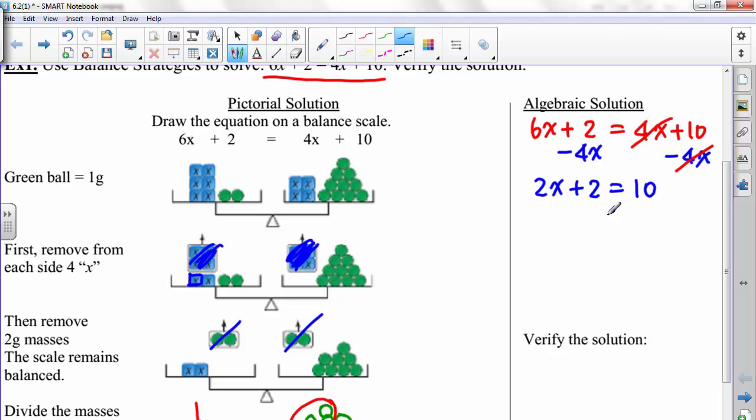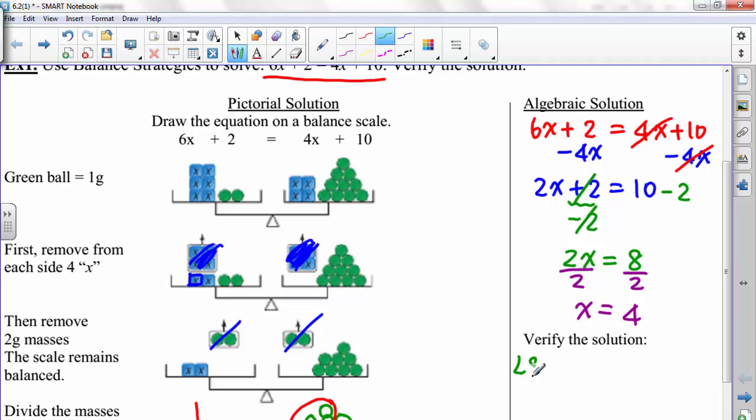I can use the inverse operations to find the x value. I have plus 2 on the left side, so I need to subtract 2 from both sides. Cancel these two terms. 2x equals 8. Then 2 times x equals 8. The inverse operation should be dividing. I divide both sides by 2. So x equals 4. Let's verify this solution to see if it fits the equation.